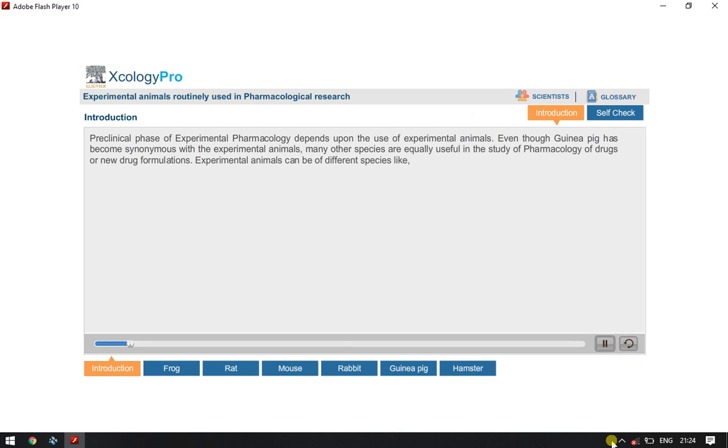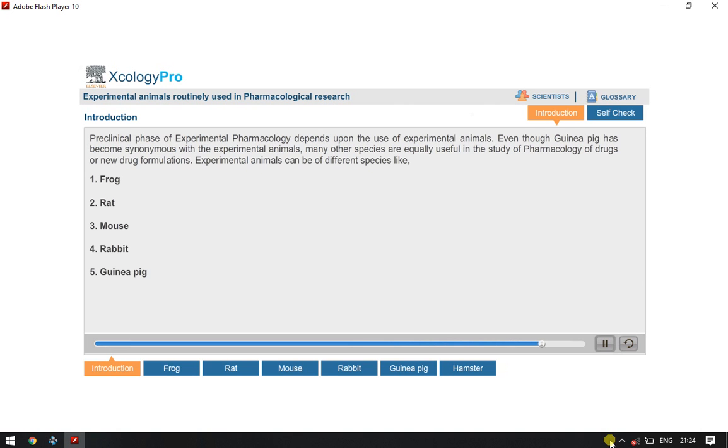Introduction. Preclinical phase of experimental pharmacology depends upon the use of experimental animals. Even though the guinea pig has become synonymous with experimental animals, many other species are equally useful in the study of pharmacology of drugs or new drug formulations. Experimental animals can be of different species like frog, rat, mouse, rabbit, guinea pig, hamster.